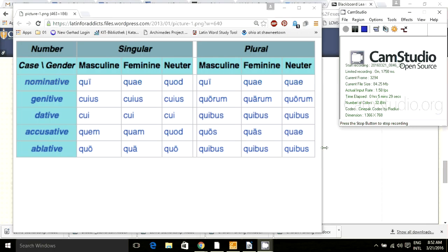Navigo, a nice normal one of the first conjugation. Navigo, navigare, navigavi, navigatum. So o, are, avi, atum, those normal endings.